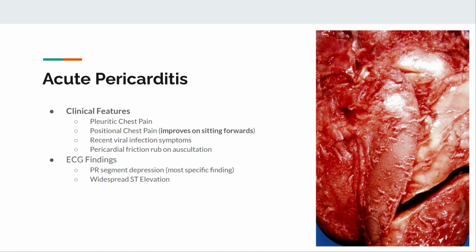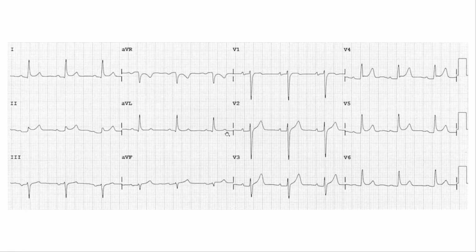ECG findings are really helpful here, and it's really cool. So PR depression is only seen in pericarditis, from what I've seen. And then ST elevation that's got a concave appearance and is spread across all of the leads, at least most of the leads, is a unique feature of pericarditis. So there's ST elevation that's got this concave shape in leads 1, 2, aVR, V2, V3, V4, V5, V6, aVF. So obviously this person isn't having a STEMI in their entire heart.